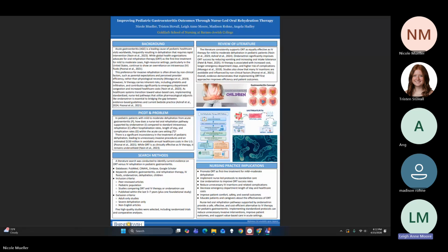I'm now going to talk about the rebound effect as far as a clinical depth perspective. Interestingly, research also highlights that while IV rehydration works quickly, it does not necessarily address the ongoing fluid loss as effectively as ORT does. ORT encourages the gut to begin absorbing nutrients and electrolytes immediately, which can actually prevent the rebound dehydration that sometimes happens after an IV is removed.